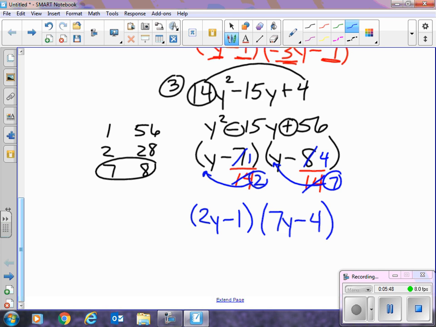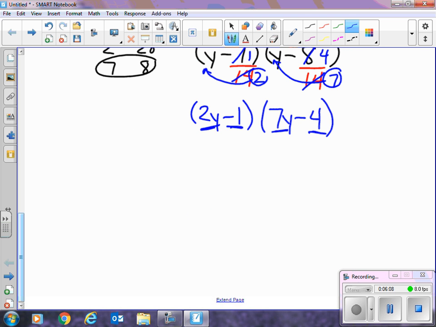Okay, and then do your quick check at the end as well. Take your first 2y times 7y. That gives us 14y squared, so we know we're good there. -1 times -4 does give us +4, so we know we're good there. Okay, if you did not reduce your fractions, you would never get back to where you started. So that's a big clue that something didn't go right or you got more to do.